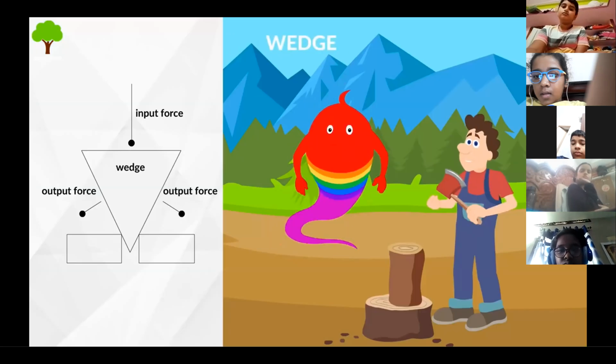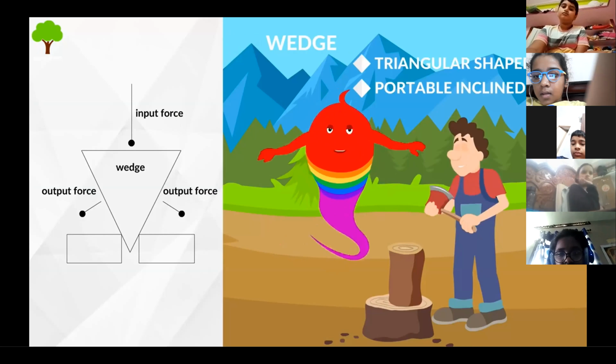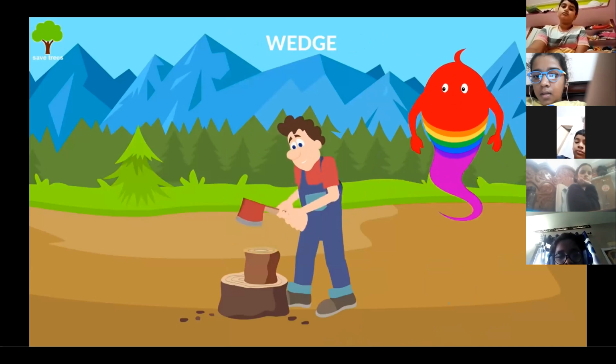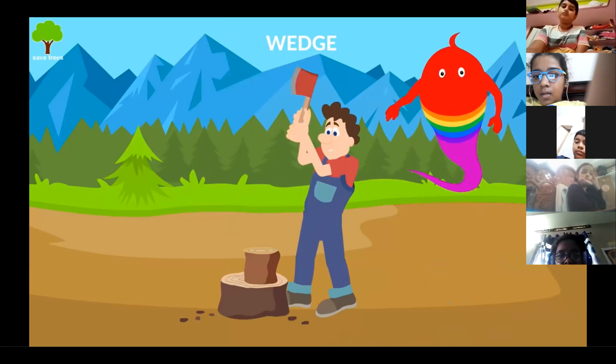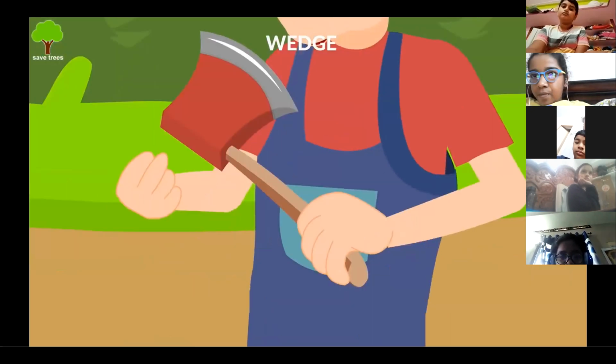Wedge. A wedge is a triangular-shaped tool and is a portable inclined plane. It can be used to separate 2 objects, lift up an object, and hold an object in place. An axe blade is an example of a wedge.